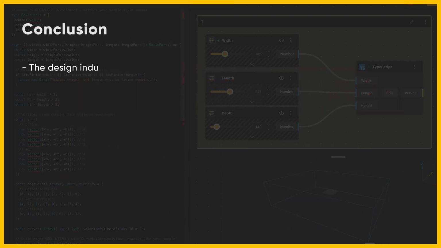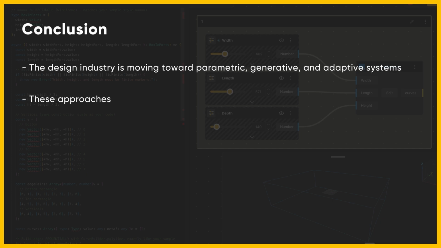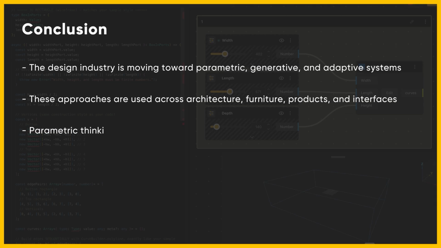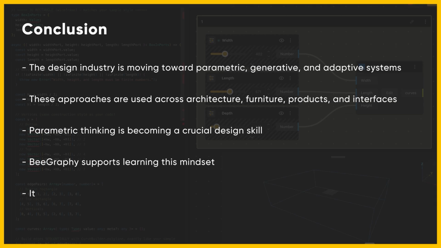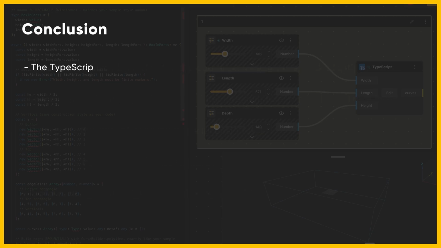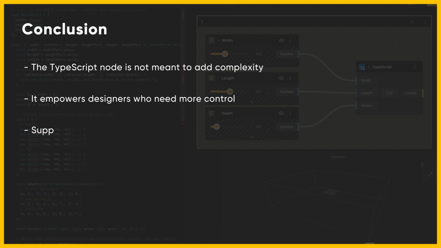The design industry is shifting toward the use of parametric, generative, and adaptive systems throughout architecture, furniture, products, and interfaces. Being able to think and work in a parametric way is becoming a crucial skill. BeeGraphy offers a space where designers can begin this journey without being overwhelmed. The Typescript node does not intend to make this platform more complex. Instead, it empowers those designers needing more.